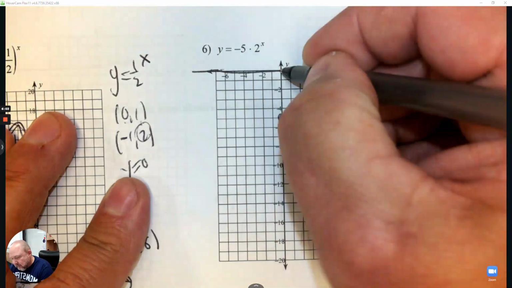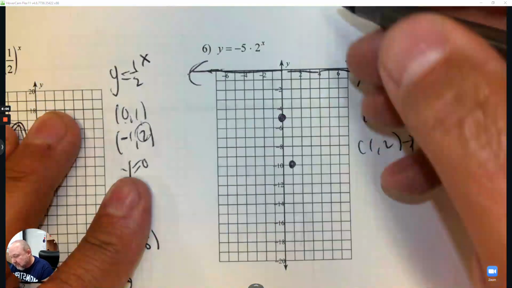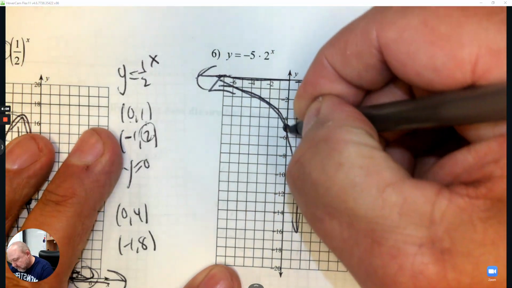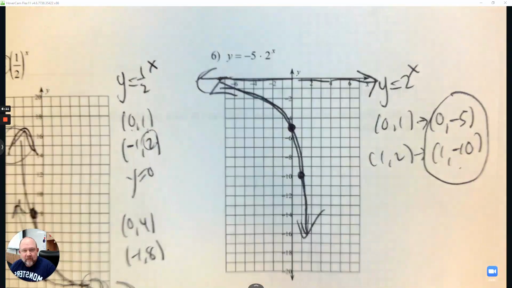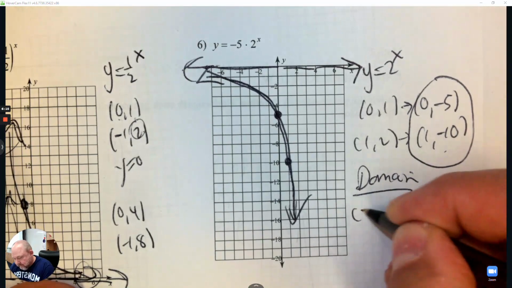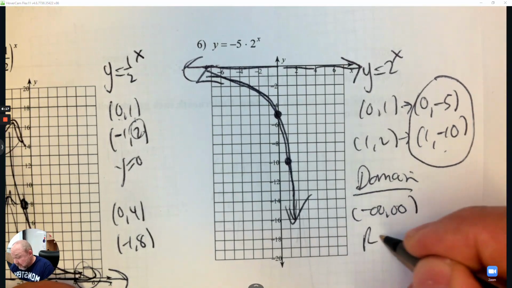And then the asymptote always stays at 0 when you multiply. And then I use those points to curve the exponential. There it is. The domain is all real numbers. The range. Now be careful here.